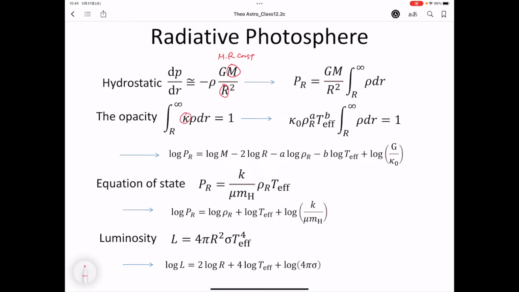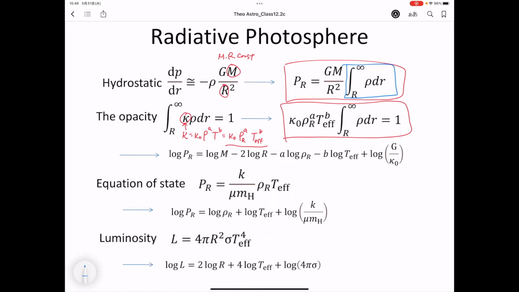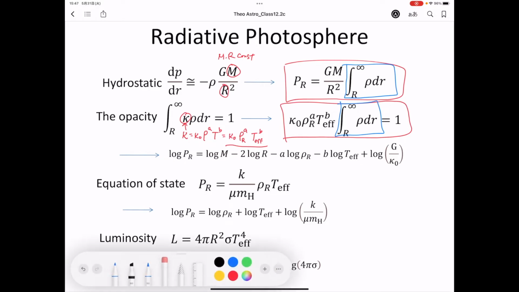The opacity kappa is given by kappa sub 0 times density to the a and temperature to the b. We take the values of the density and temperature at the boundary between the convective and radiative zones. So this is approximately kappa sub 0, rho sub R to the a, and the surface temperature, T effective, to the b. So we use a constant opacity. Then from the opacity, you can find these equations. From these two equations, we have a common factor of the density integral, so we can remove this density integral from the equations and take a log to find these equations.